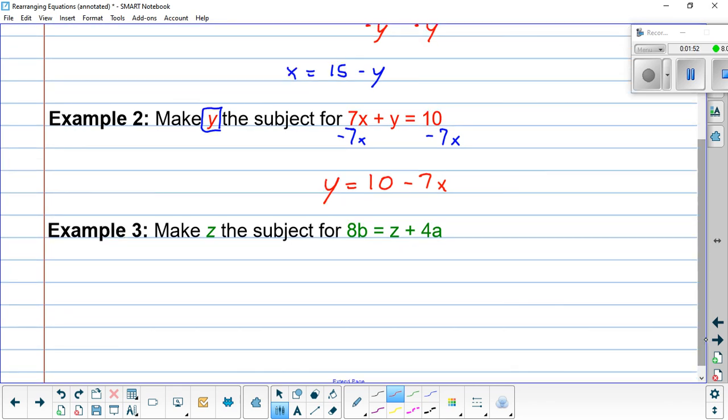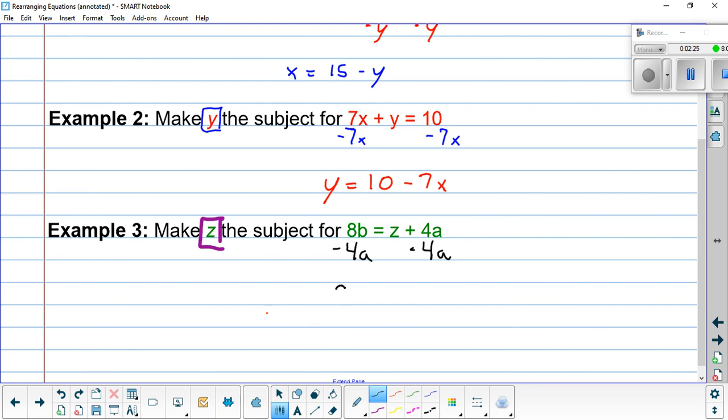And last one. Here we're going to look at making z the subject. If we're looking at z, we're looking at this side. So we have to get rid of that positive 4a. We want that to go over to the left side. How do we do that? Well, we subtract that 4a. And if we subtract 4a from one side, we actually have to subtract on the other side. This is why we balance the equations, because it actually moves it over.